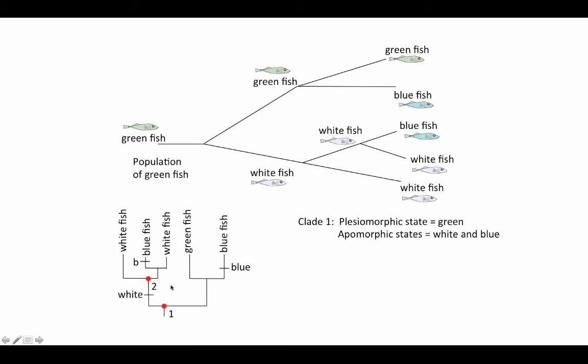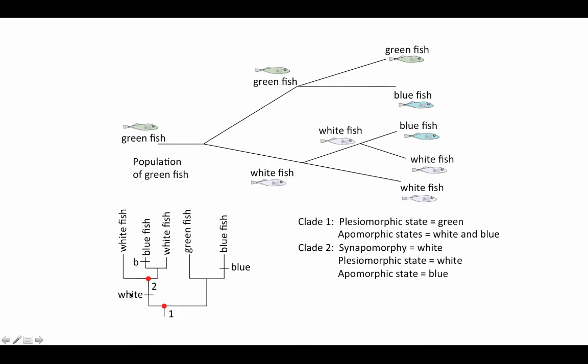If we look at the clade defined by node 2, so that's just these three groups, we have a different situation. So now in this case, we've got a synapomorphy that joins all of them together, which is white. That was something that happened in the common ancestor of all of those. So we call white a synapomorphy of this entire clade.